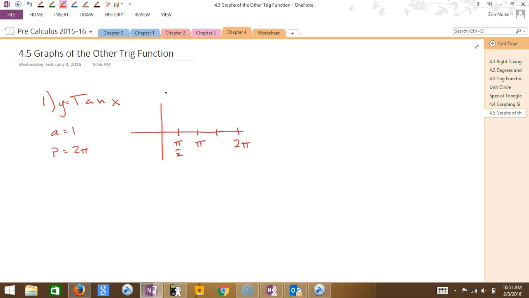So for my amplitude, how high and how low do I need to go? 1. Now the difference on a tangent is it just looks different. I'm going to draw this and see if you start to know it. I'm going to do 1 increment in the negative direction because for tangent, you're going to draw your period left of it. So this is what it looks like.